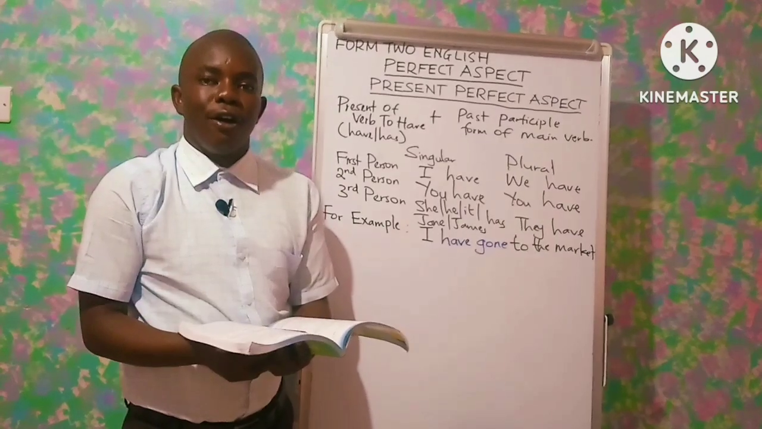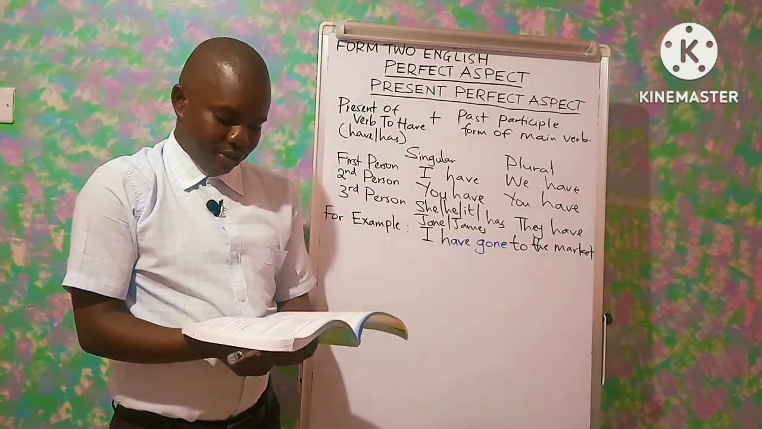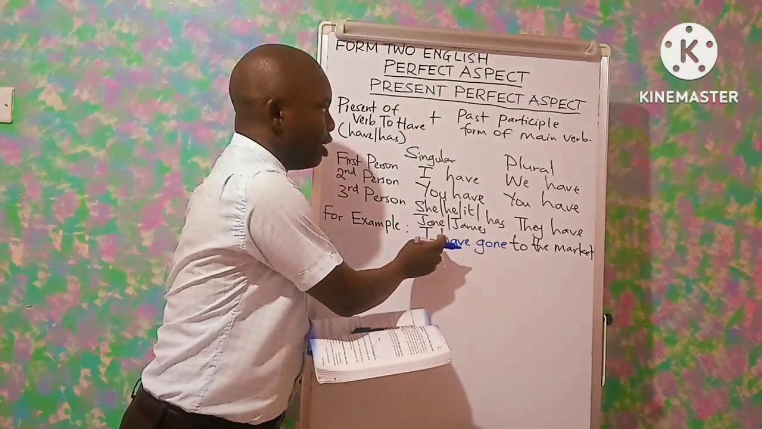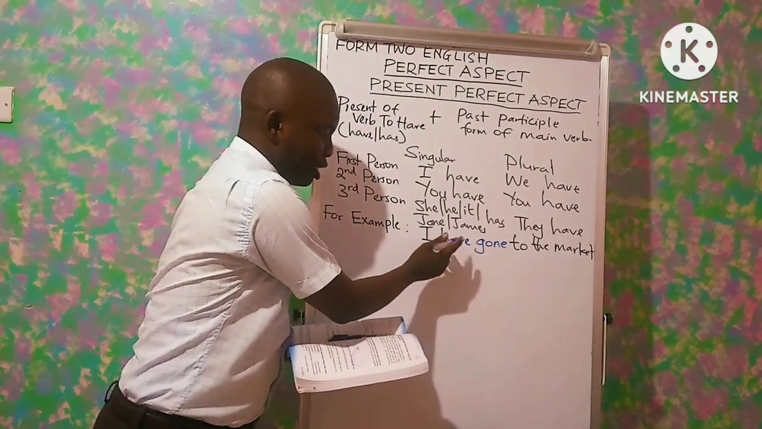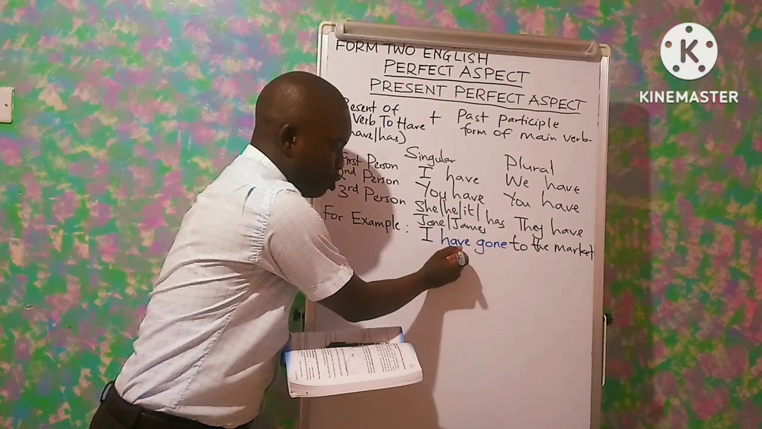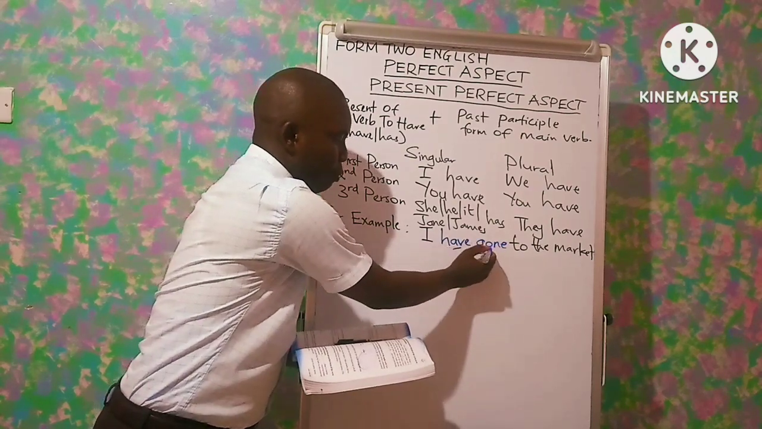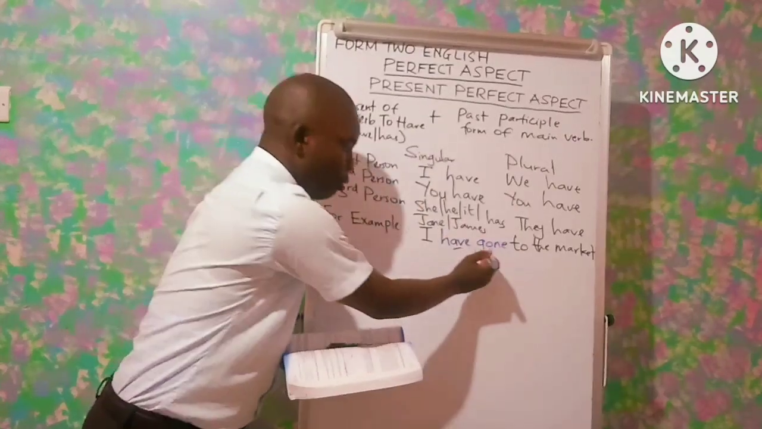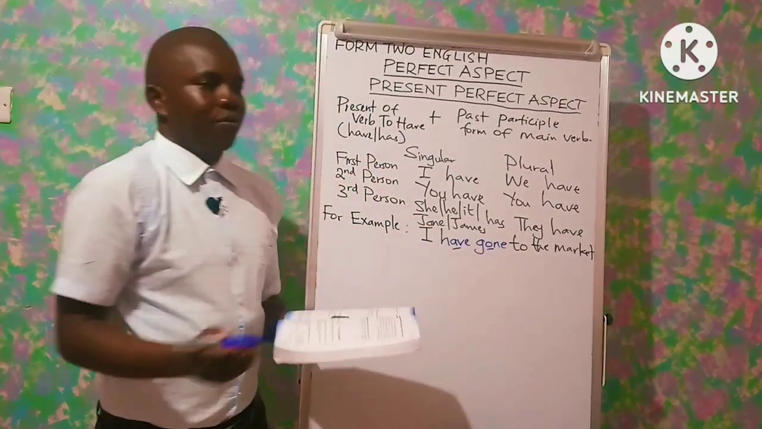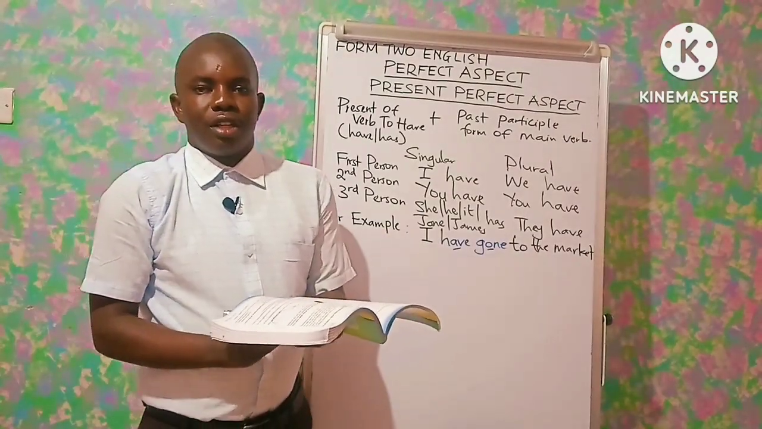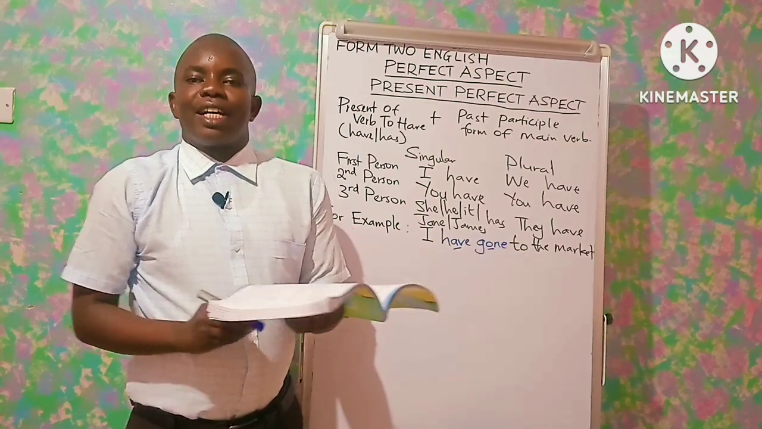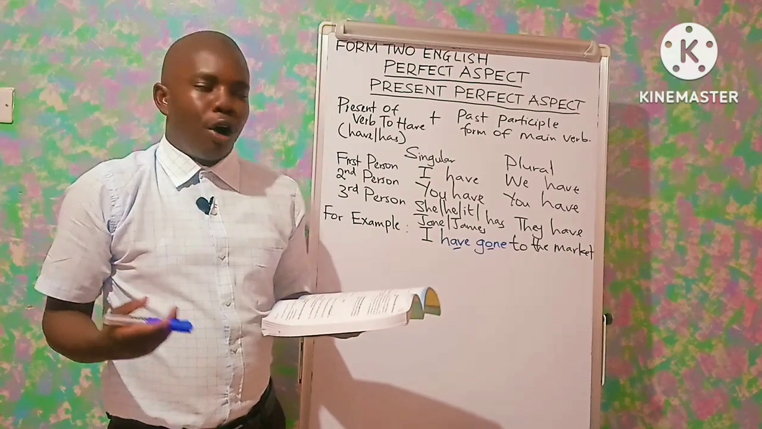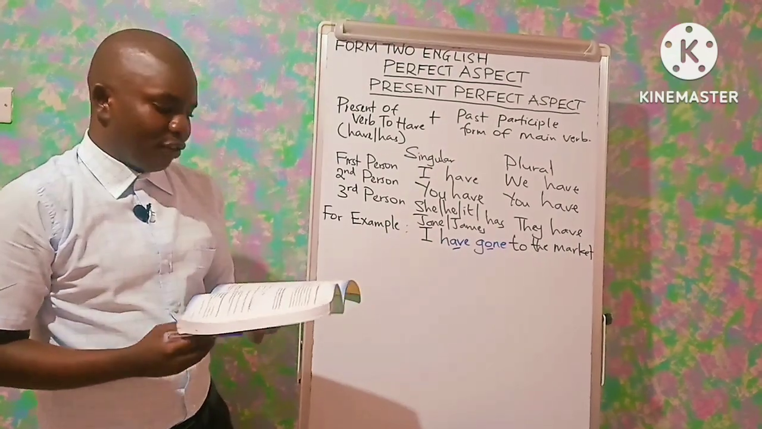An example of a sentence in present perfect aspect: I have gone to the market. In present perfect aspect, we have the verb to have plus the past participle form of the verb go, which is gone. I will take us through some of the uses of present perfect aspect.